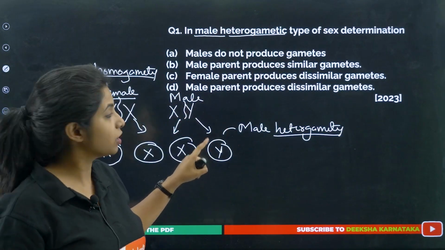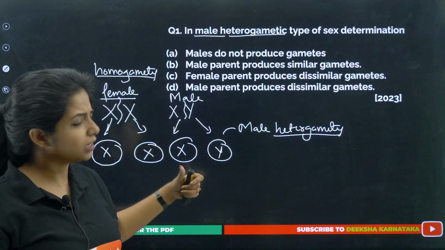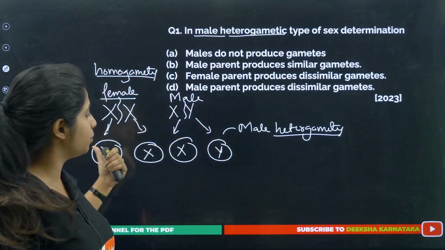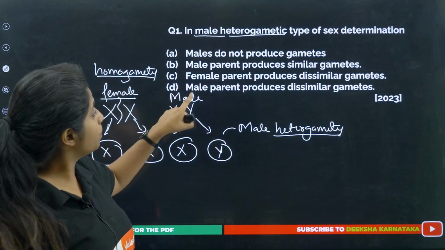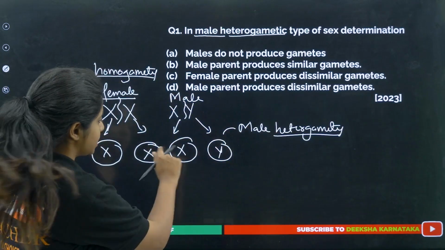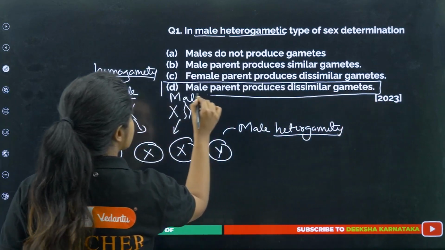No, children, they definitely produce gametes. Male parent produces similar gametes? No, they are not producing similar gametes. Female parent produces dissimilar gametes? No, children, females basically show homogamety. Male parent produces dissimilar gametes? Yes, they are showing dissimilar gametes. So this becomes the correct answer.